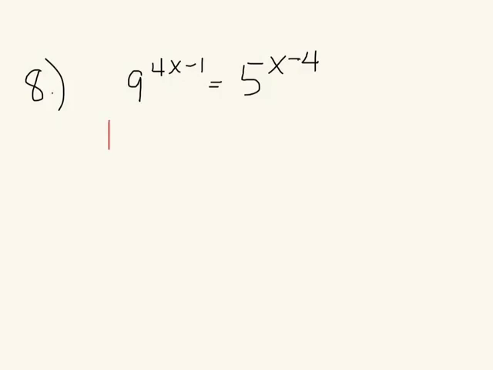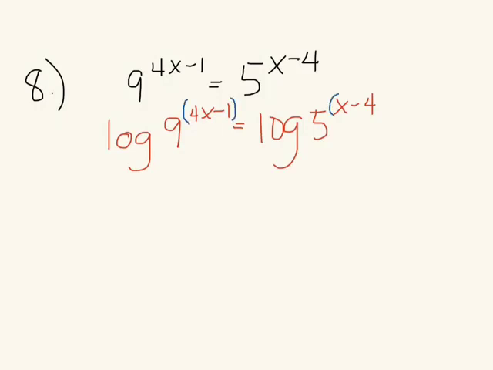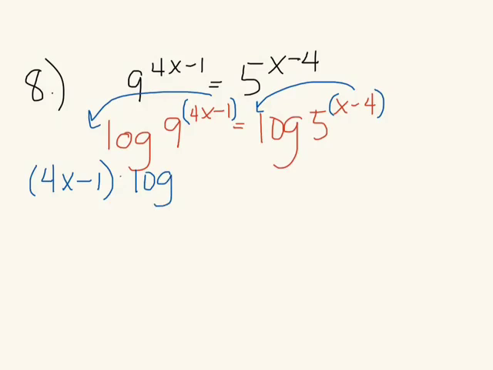So I have log of 9 to the 4x minus 1 equals log of 5 to the x minus 4. And again, taking the log of both sides lets us pull those exponents down. Now, I'm going to pull those down in parentheses. That is super important. And they're going to come down in front of our logs. So we have 4x minus 1, that whole thing, times log of 9 equals x minus 4 times log of 5.